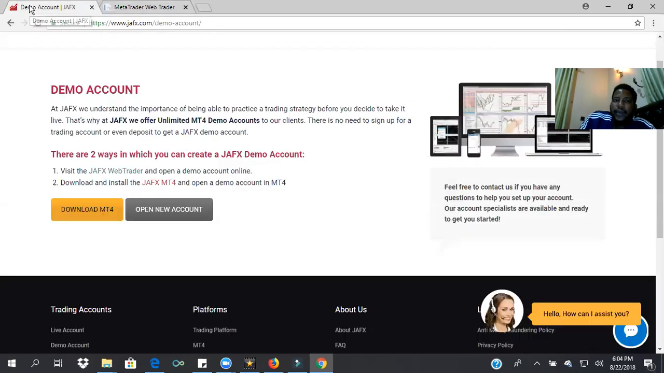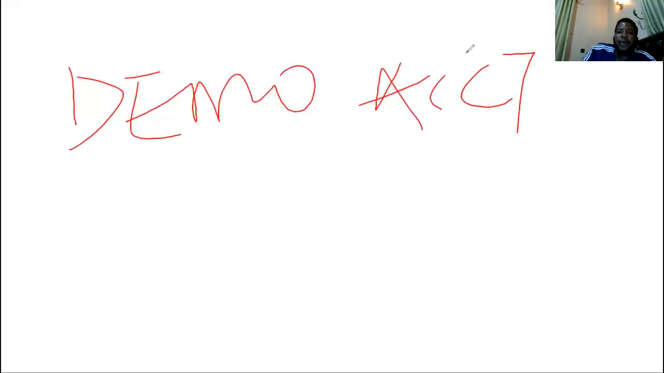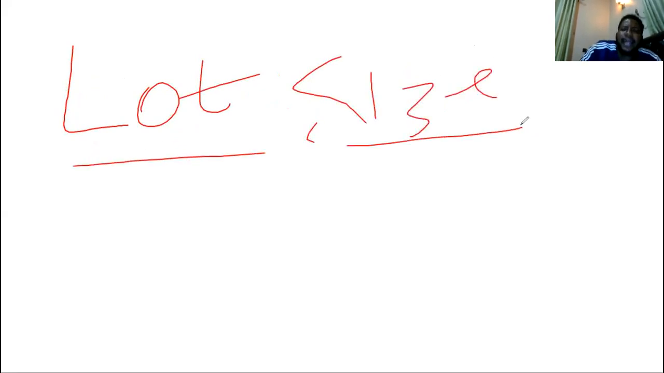Okay, we're getting somewhere. So for this class, I'm really going to try to explain one of the things people always ask. What is your lot size? People always say lot size, lot size. Now, like I said in previous classes where I did not really emphasize this, this is the amount of risk you're willing to put in the market, okay?